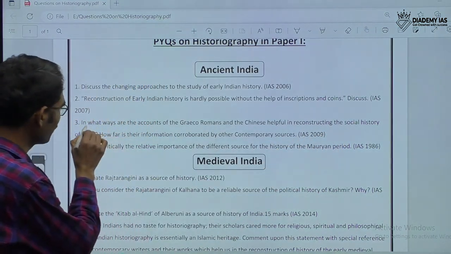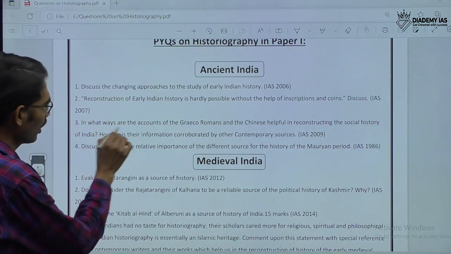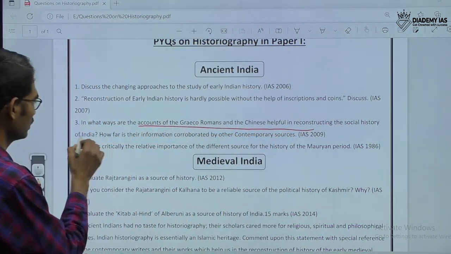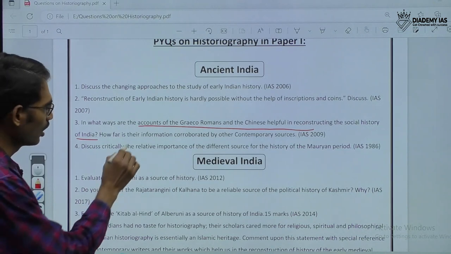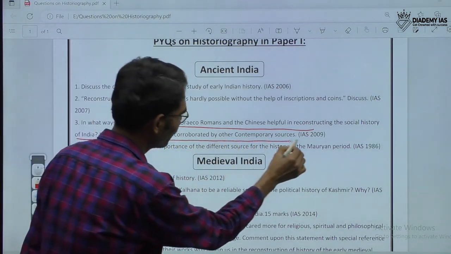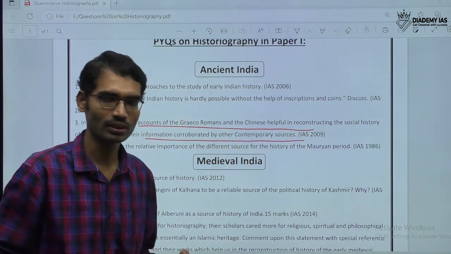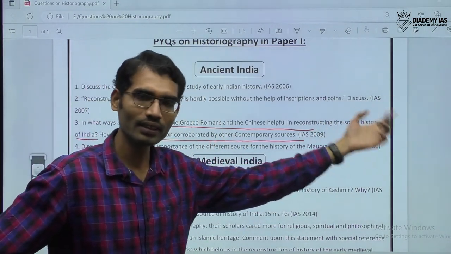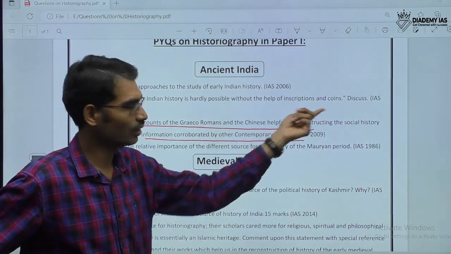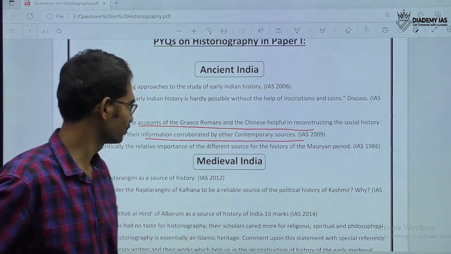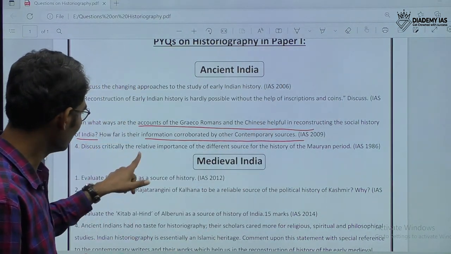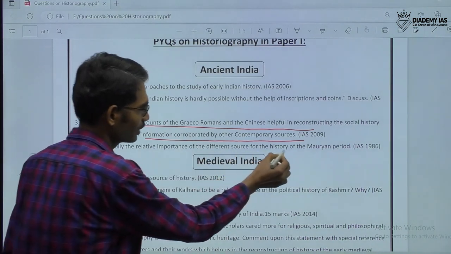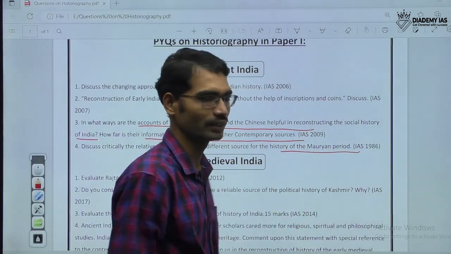So this question is talking about in what ways the accounts of Greco-Romans and Chinese are helpful in reconstructing the social history of India. How far is their information corroborated by other contemporary sources? Other contemporary sources means the other Indian sources, and how far they are correct. Next: discuss critically the relative importance of different sources for the history of the Mauryan period.